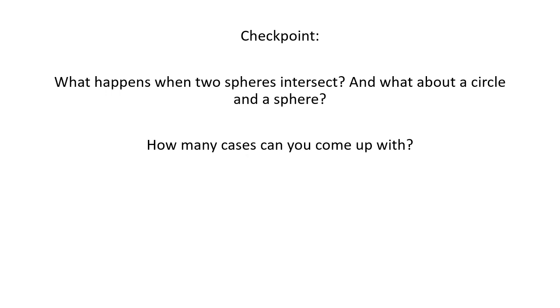And then also a circle and a sphere. This is a little bit harder of a problem because a sphere is a spatial object and a circle is a planar object. So you have to think a little bit more creatively about how those things could intersect. But how is it possible for a sphere and a circle to intersect? So how many different cases can you come up with? There are some cases that will work for two circles that won't work for two spheres and vice versa. So think about what this would look like.